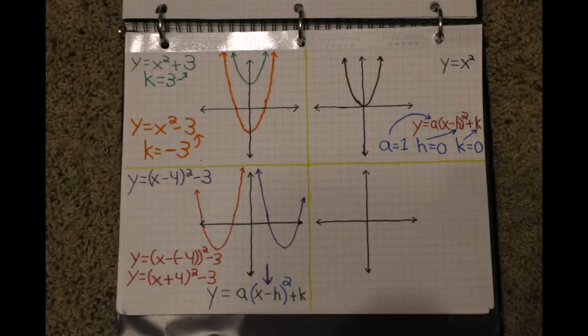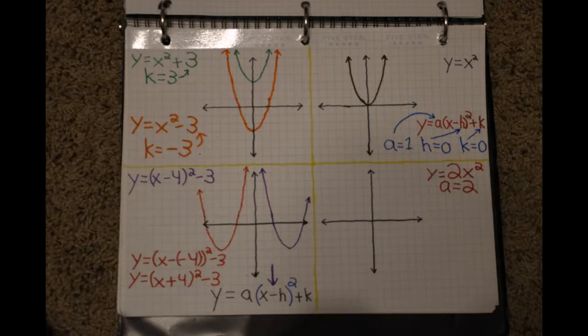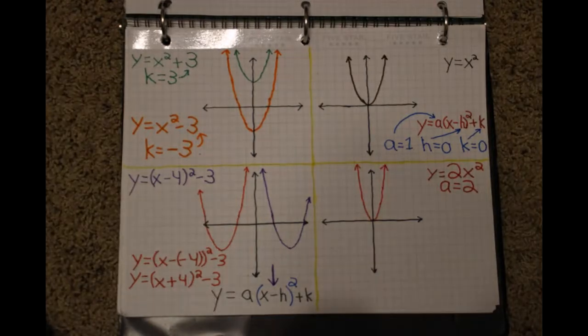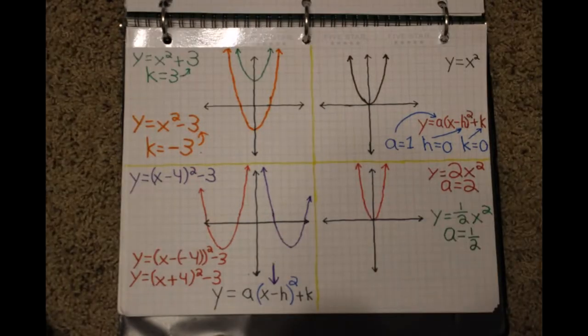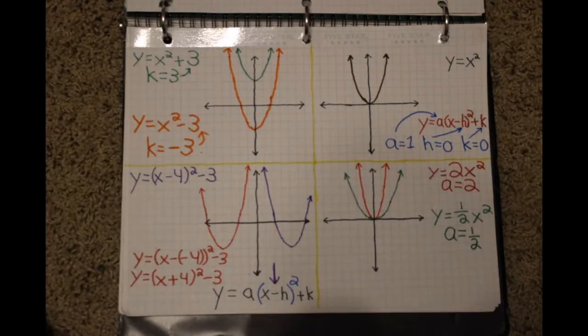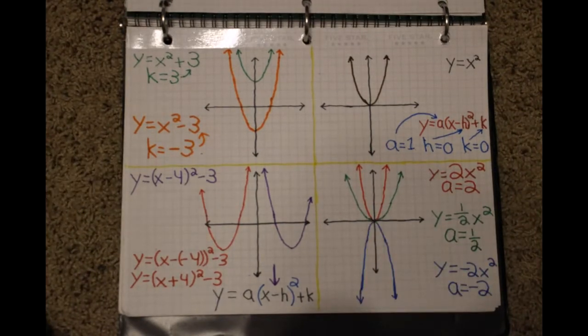If we want to stretch the parabola, then we can change a. If we make a number more than 1, then we'll see that the parabola begins to stretch. However, if we make a less than 1, you'll notice that the parabola is compressed. Making a negative flips the parabola.